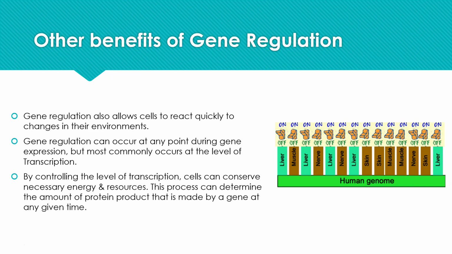And this is a good thing if we're controlling things back here, because you're really controlling a lot of the energy and resources that are going to be needed in this process. If you stop transcription happening, you don't waste any resources even early on. So controlling that level of transcription means that energy and resources are conserved and used only for what they're actually needed for, and they're not wasted on other things. So this whole process of controlling is also able to determine and dictate the amount of the protein product that actually gets made by the gene at any given time, so that you're only making what you actually need for the cell.